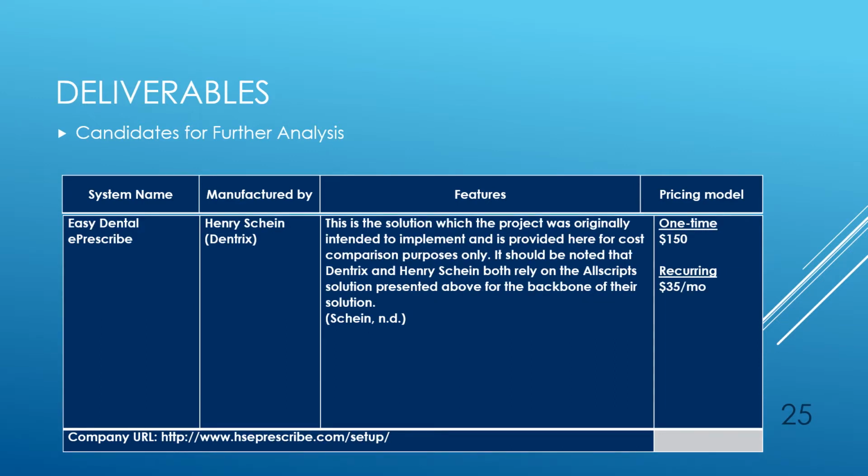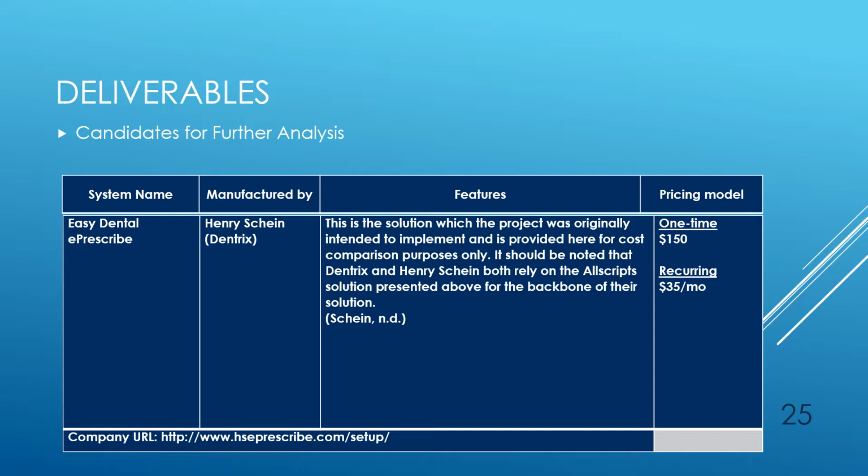Now, the next 2 slides contain the Easy Dental ePrescribe, if you remember. That's the solution which the project was originally intended to implement. And it's provided here just for cost comparison purposes only. We already know that this solution has been deemed too expensive for the practice, and it should be noted, however, that Dentrix and Henry Schein both rely on the Allscripts solution presented above for the backbone of their solution. So it'd be interesting to see what the Allscripts pricing structure actually looks like.